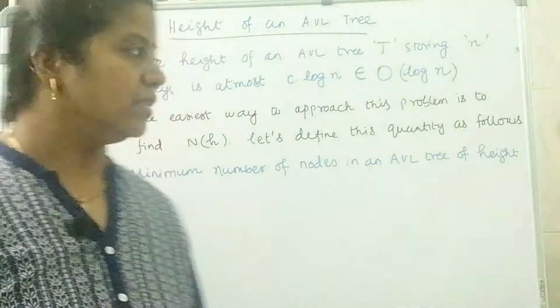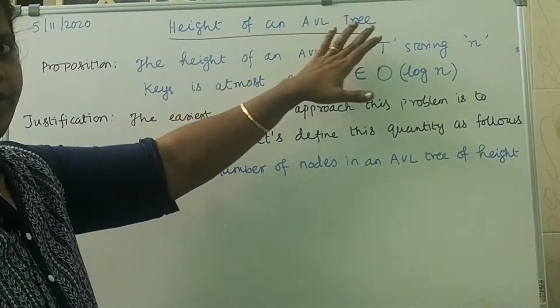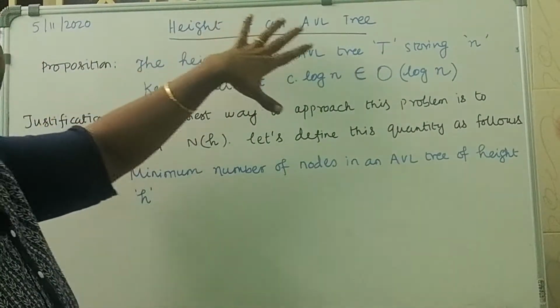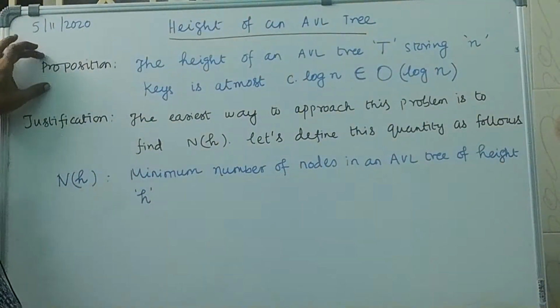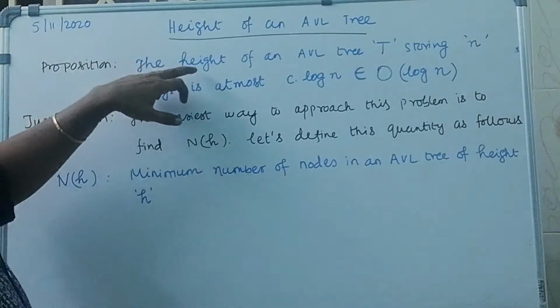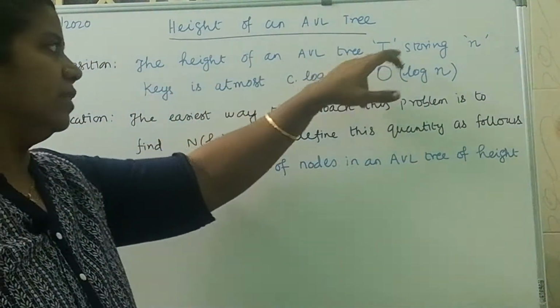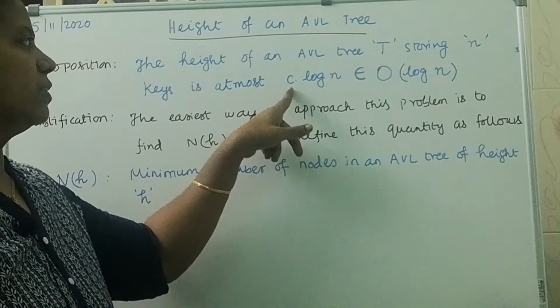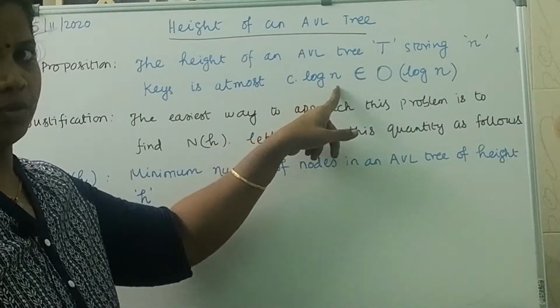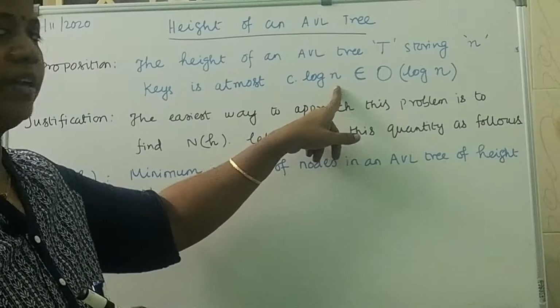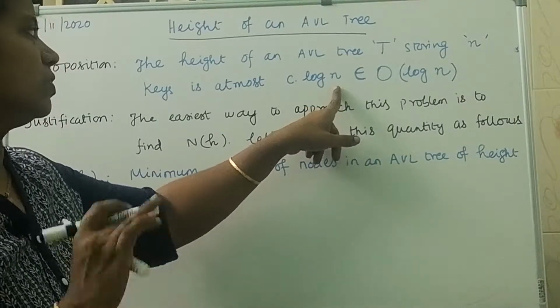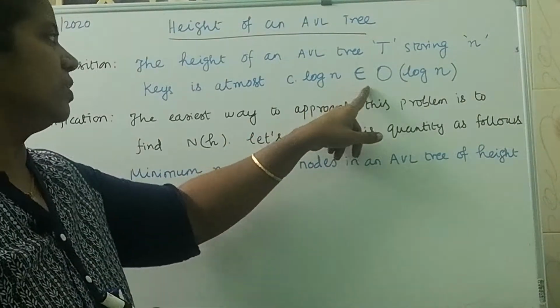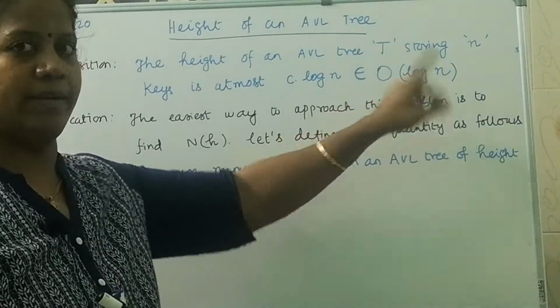Now let us consider the height of an AVL tree. So what should be the height of an AVL tree? The proposition says that the height of an AVL tree T storing n keys is at most some constant times log of n. So we can have an AVL tree whose height is at most log n, which is written as big O of log n.